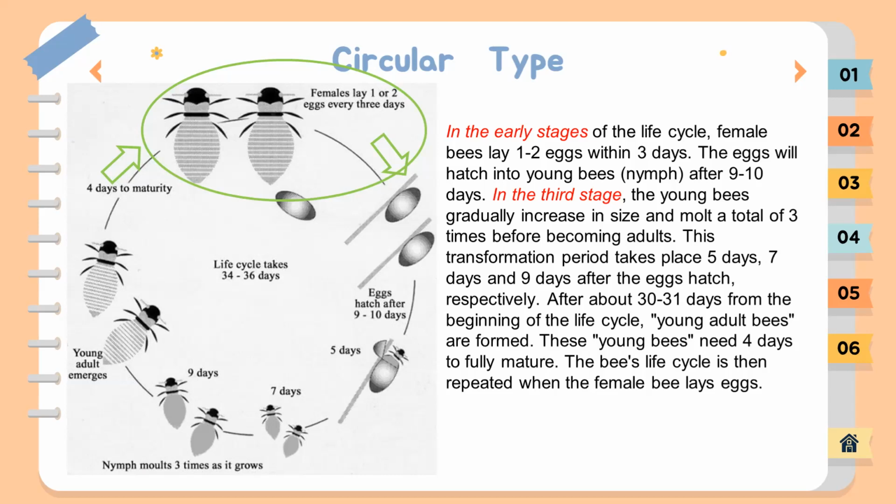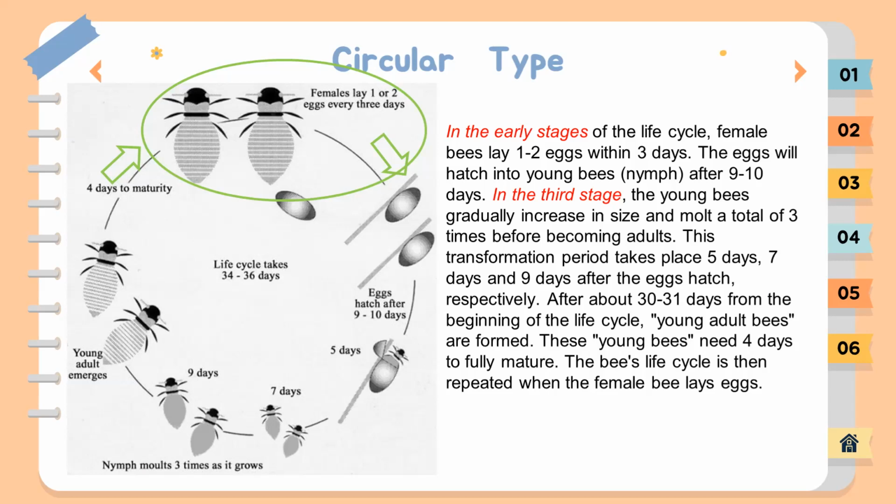before becoming adults. This transformation period takes place 5 days, 7 days and 9 days after the eggs hatch, respectively. After about 30 to 31 days from the beginning of the life cycle, young adult bees are formed. These young bees need 4 days to fully mature. The bee's life cycle is then repeated when the female bee lays eggs. Okay, thank you so much.